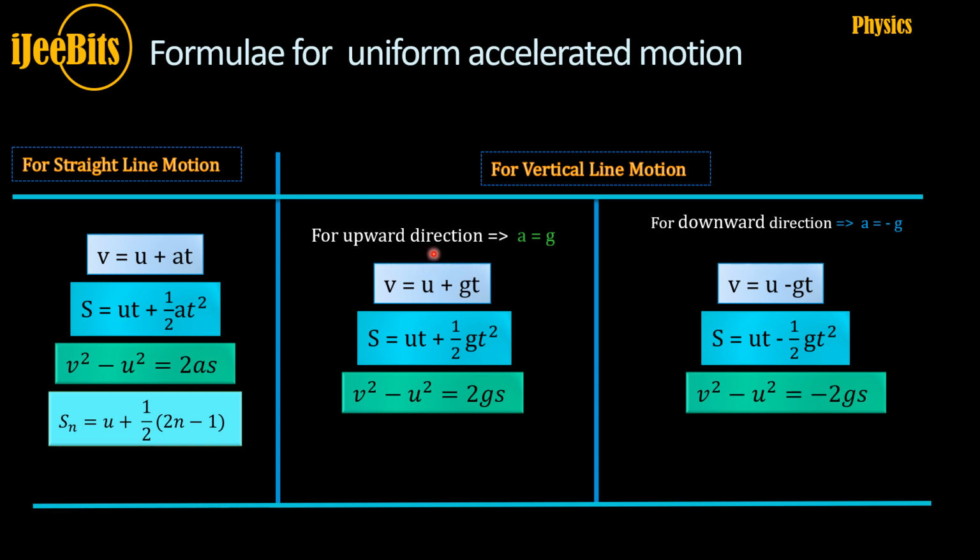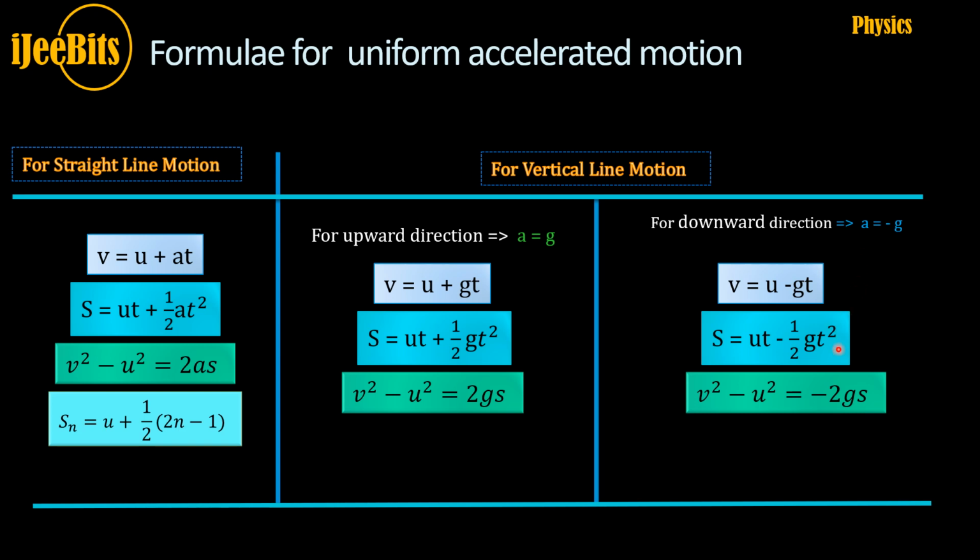For vertical line, we have two cases: upward direction and downward direction. In case of upward direction, acceleration a equals acceleration due to gravity g, a equal to g, positive value. So if you replace a with g, you have all the formulas as is, right? v is equal to u plus gt, s is equal to ut plus half gt square, v square minus u square equal to 2gs. Whereas in vertical motion in the downward direction, acceleration a becomes minus g, minus acceleration due to gravity.